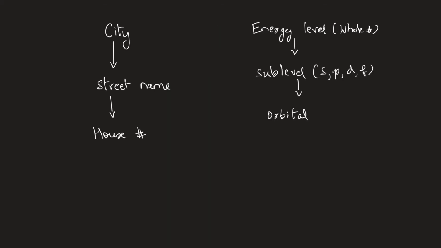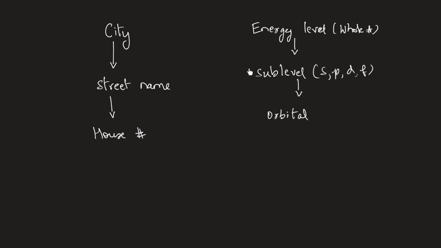Just like a person's address is always city, street name, and house number, but in the reverse order, the electron lives in an energy level, which is what you've always thought of as the rings that you see around the nucleus. From now on, we're going to call them energy levels. They're always represented by whole numbers. So you'll have energy level 1, 2, 3, so on and so forth.